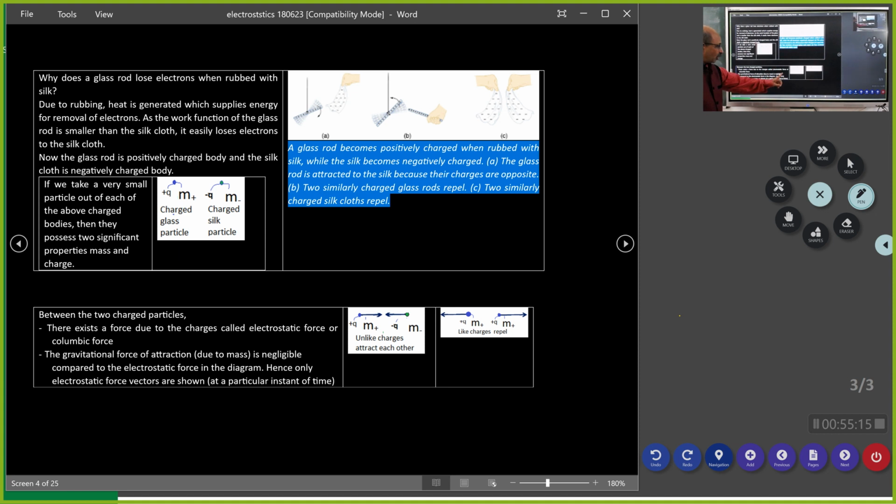Alright, so I have shown you this, that like charges repel and unlike charges attract, etc. I have explained this. Clear?